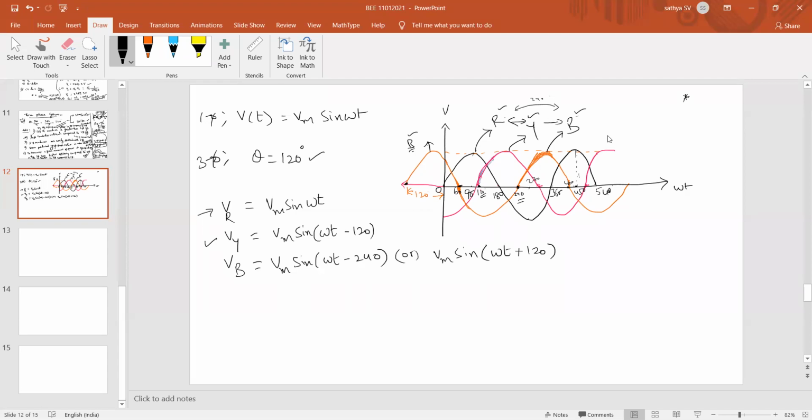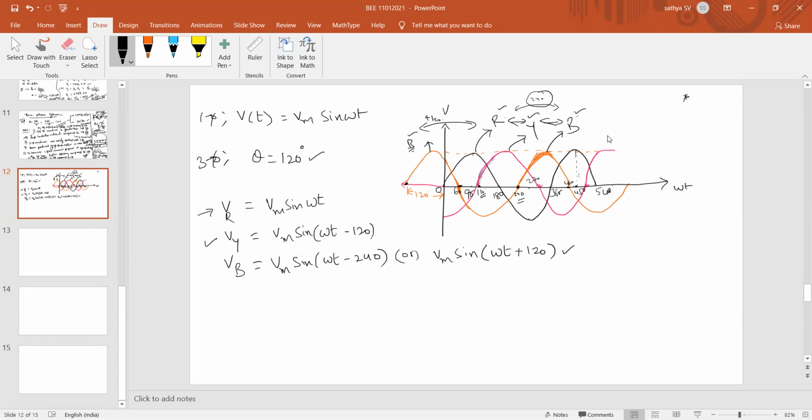120, 120, total 240. If you consider in this area, it should be plus 120. Here B is earlier. That's why we can write in both ways: as Vm sine of omega t minus 240, that means lagging by 240 or lead by 120. Understand now how I have written these equations?